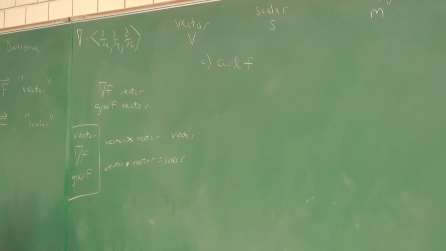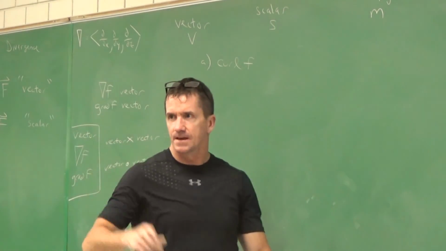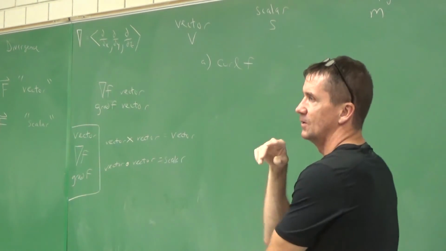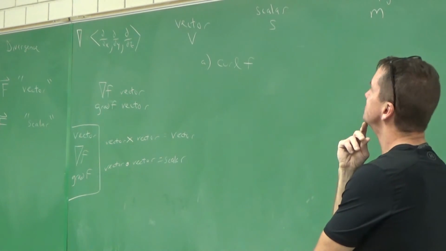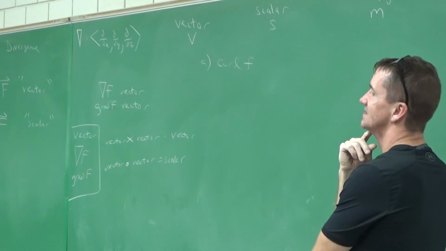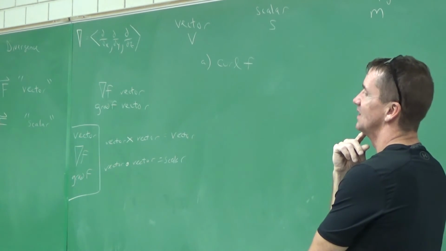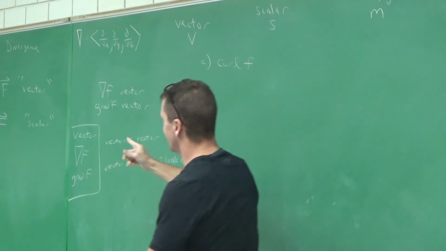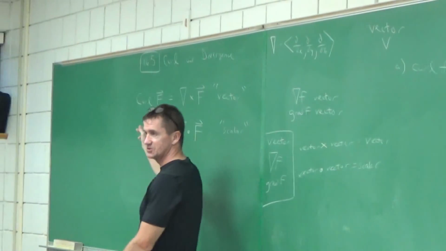What's a curl of f? Is that a vector? Is that a scalar? Or is that meaningless? Vector. That's a vector. Someone's going to catch it. Meaningless. How do you know? Because f isn't a vector. Oh, got it. So we're going to add something to that. I know it's tricky, so don't worry.